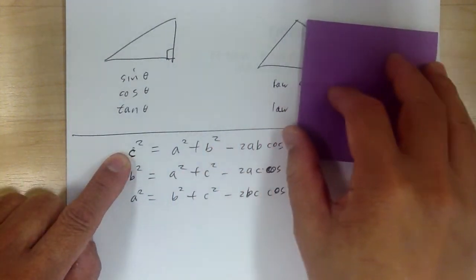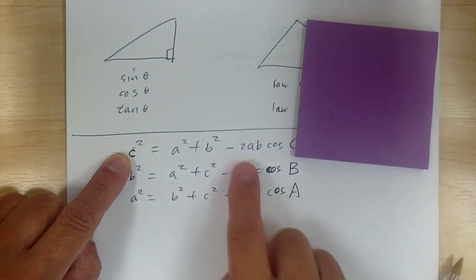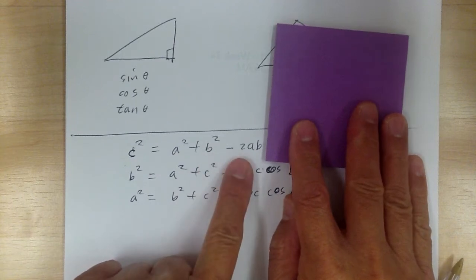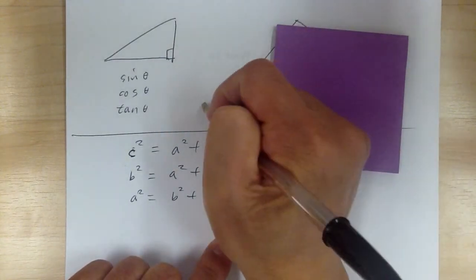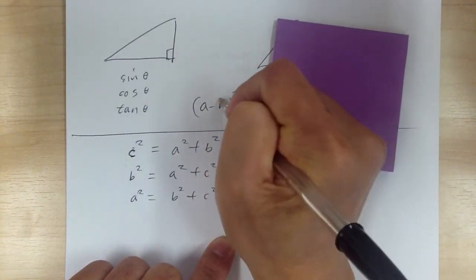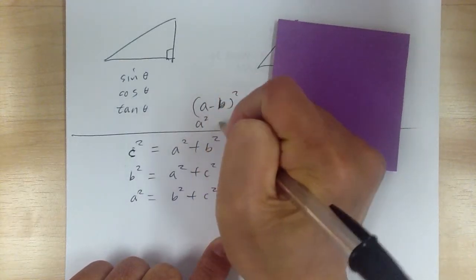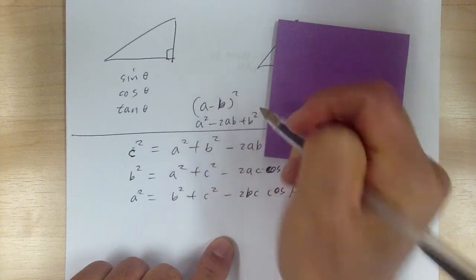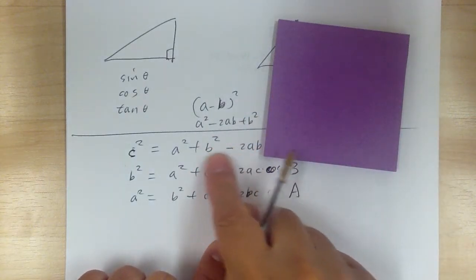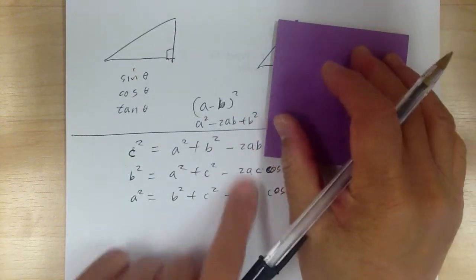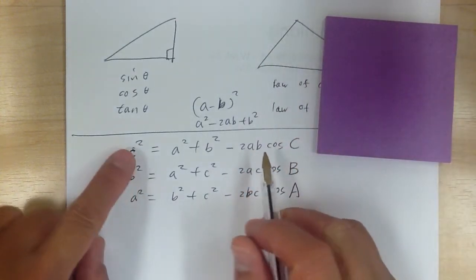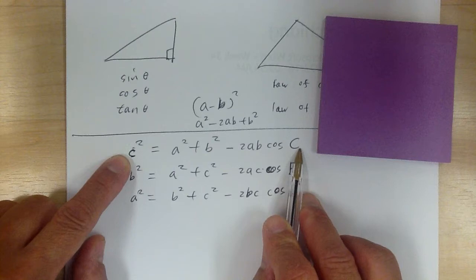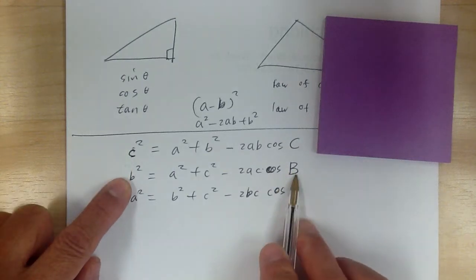Then after that, just like when you have a perfect square, this is like your middle term. Think about your perfect square. Remember your perfect square, a minus b squared, you're going to get a squared minus 2ab plus b squared. See this part over here? This is like your perfect square. Then you have the angle part. Now, if the c is over here, you're going to get cosine angle c. If the b is over here, you're going to get cosine b.